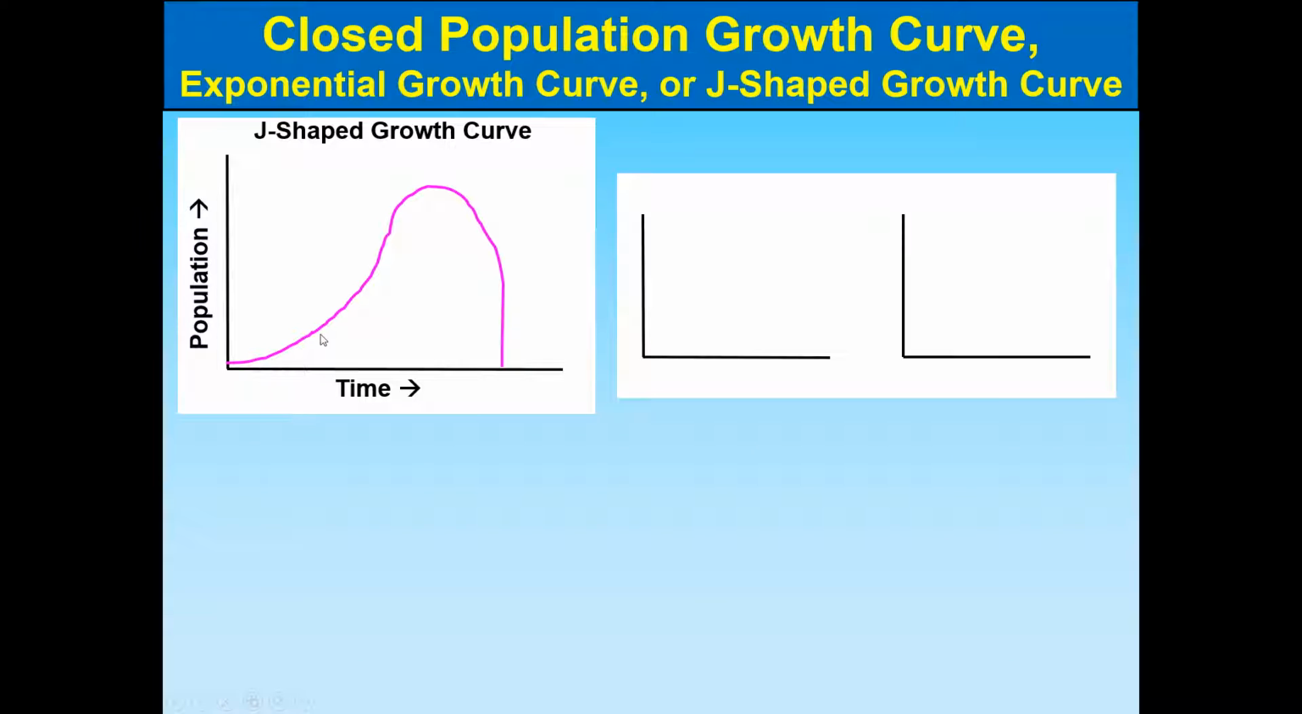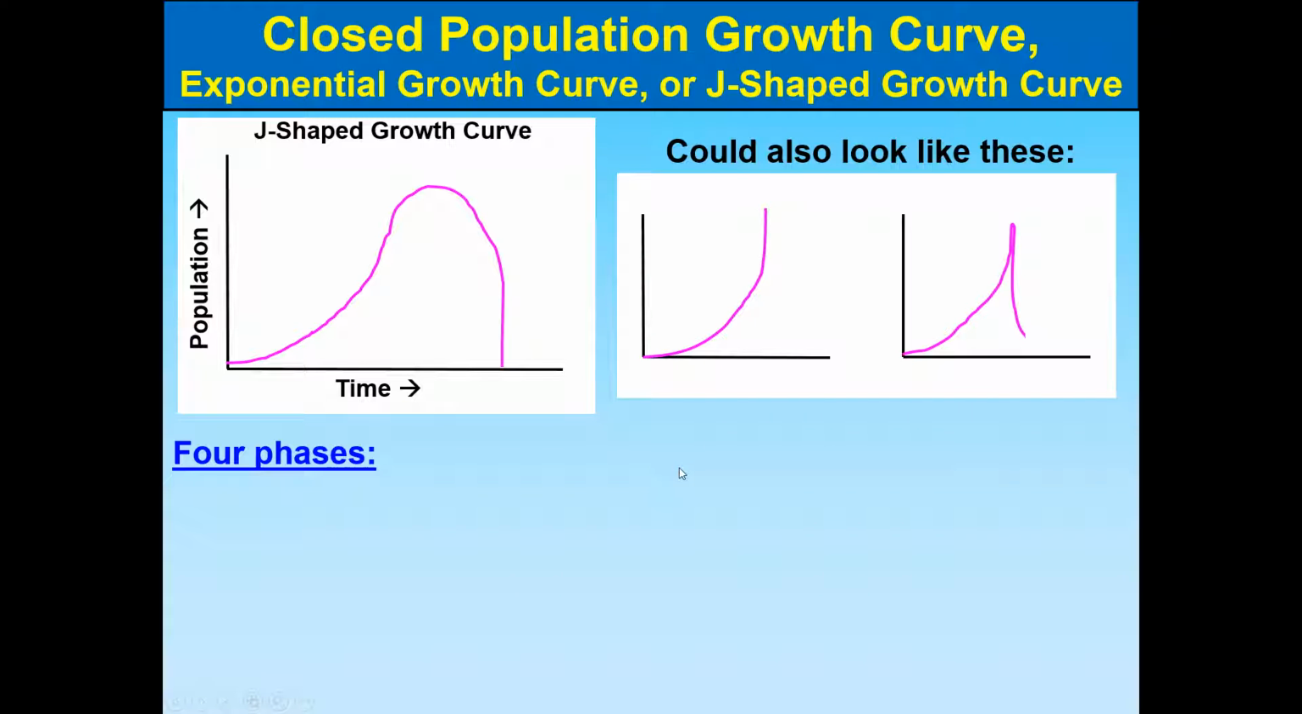It can look like this. Here is the J portion. It's exponential or fast growth. It could also look like this or like this. So as long as it has that exponential growth part and it doesn't level off, it is called a J-shaped growth curve. In most growth curves, we have four phases.